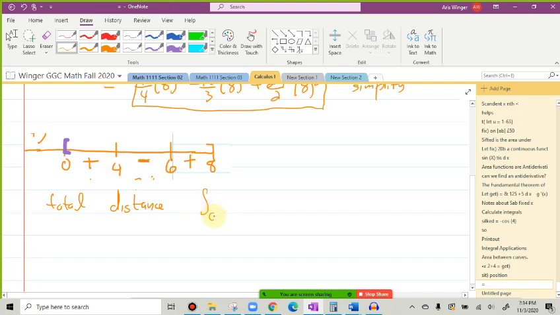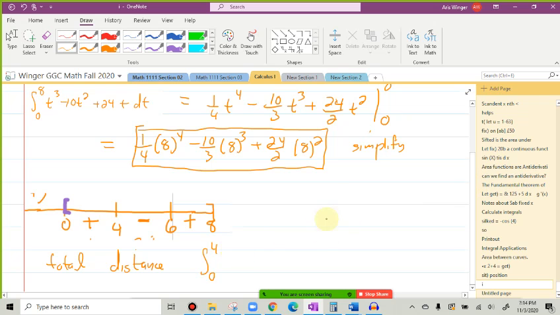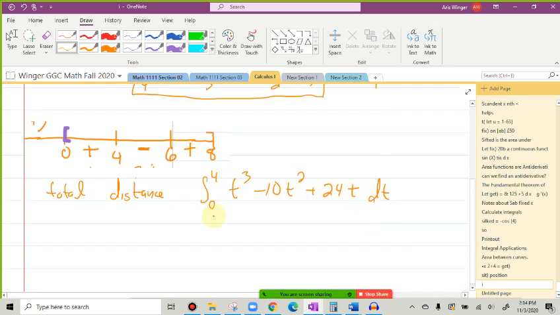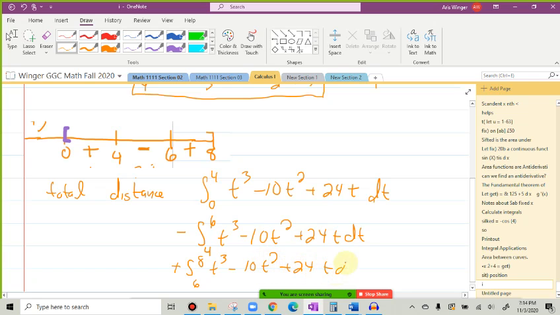then we'll need to do the integral from 0 to 4 of t to the third minus 10t squared plus 24t. That's where it's positive. And then we'll need to do minus the integral from 4 to 6 of t cubed minus 10t squared plus 24t dt. And then plus the integral from 6 to 8 of t cubed minus 10t squared plus 24t dt.